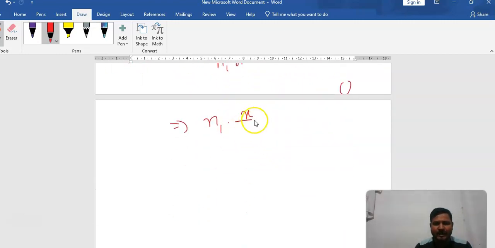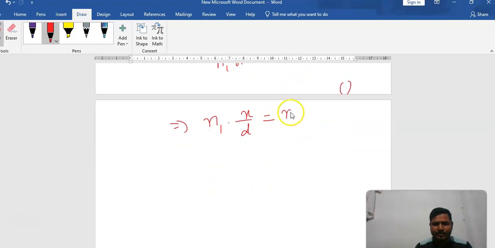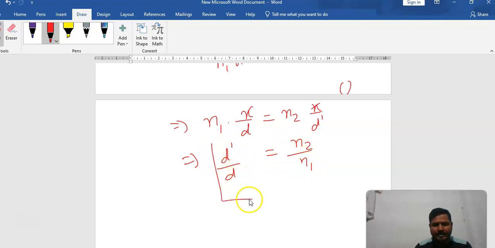So x by d is equal to what? x by d dash, right? n2 x by d dash. So x will cancel out. After solving this, what will happen? d dash by d is equal to n2 by n1. This is the most important formula, and from this concept we will solve many problems.